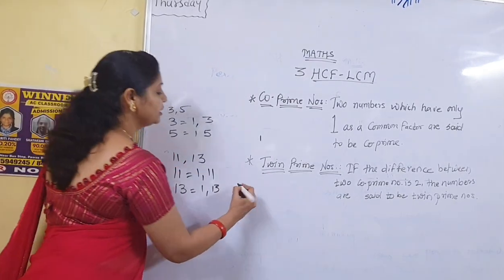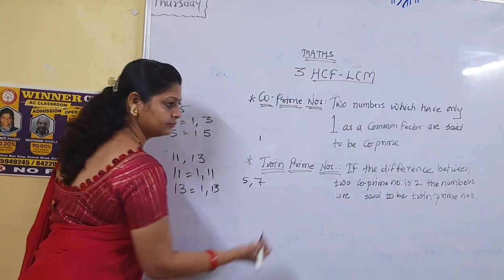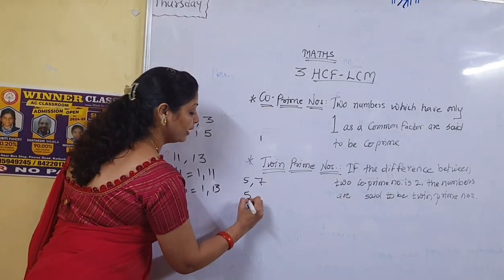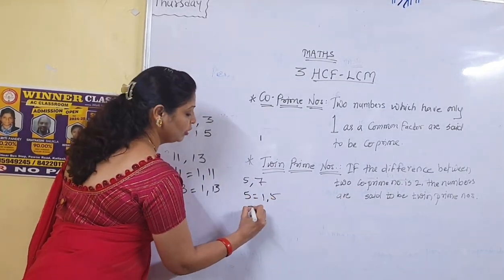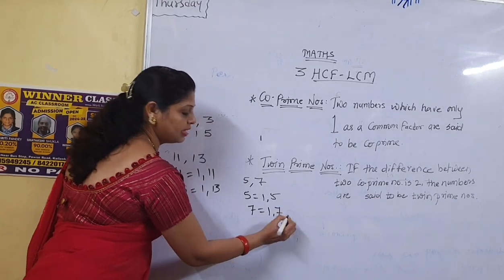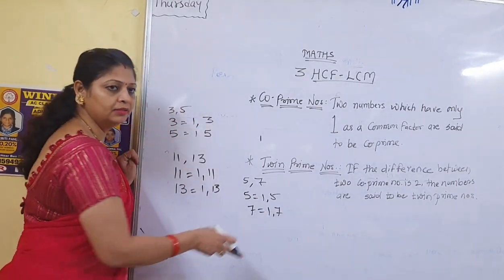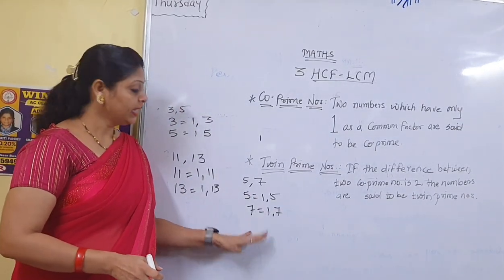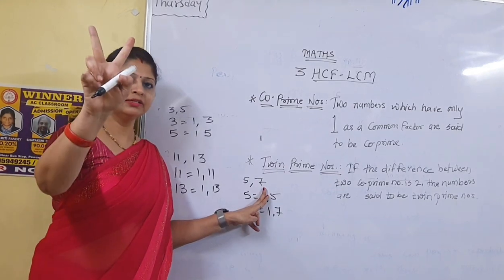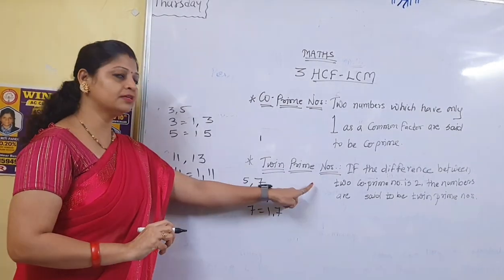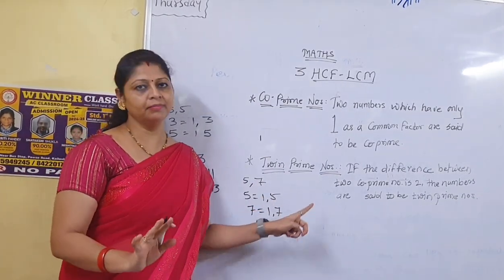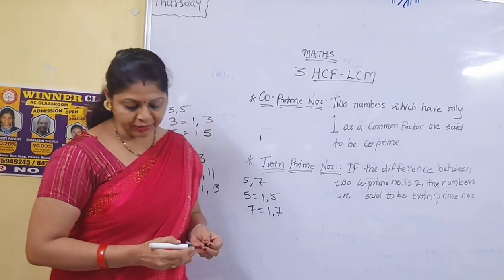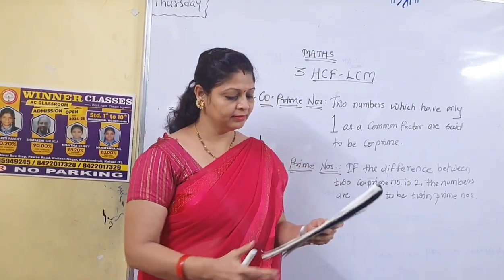Again next example children, for example 5 and 7. What are the factors of 5? 1 and 5. What are the factors of 7? 1 and 7. See, 1 is common, therefore they are co-prime numbers. And the difference between 5 and 7 is 2. Therefore 5 and 7 are also twin prime numbers. Got it children?